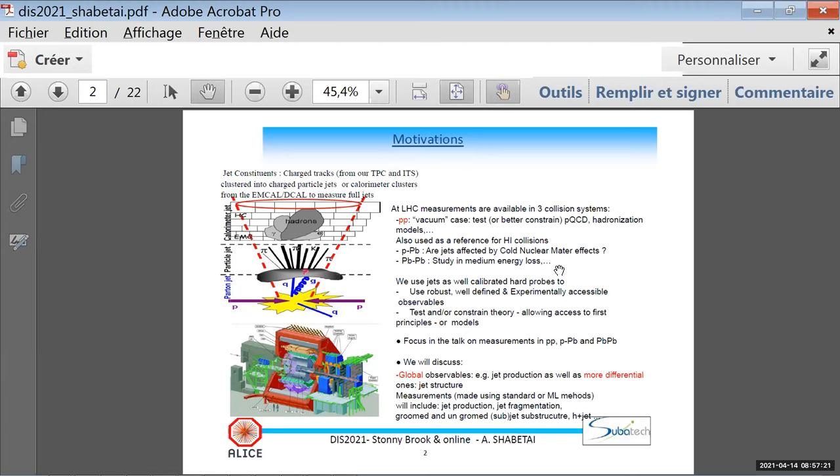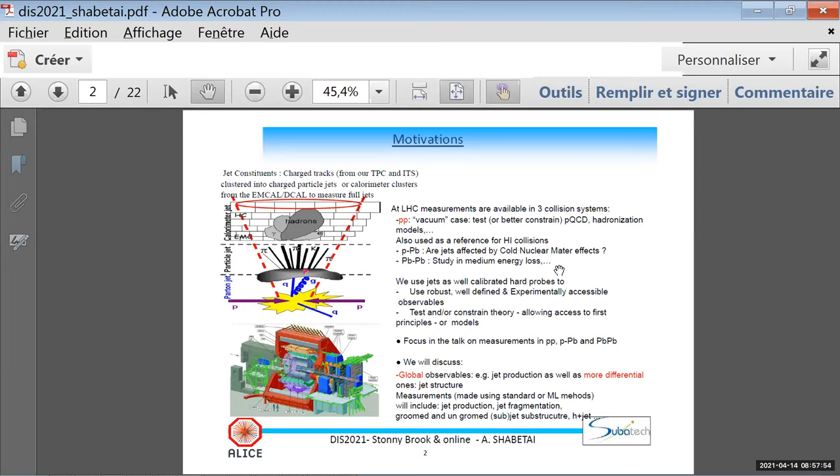So in this talk, I'll talk about measurements in the three systems, and we'll discuss two kinds of jet measurements, jet production, and then we will go to multi-differential jet structure measurements. And we will also discuss a bit about how they are made, comparing standard to machine learning methods. And I will show you some jet production, jet fragmentation, groomed and ungroomed jet structure, and finish with hundred-plus jet measurements.